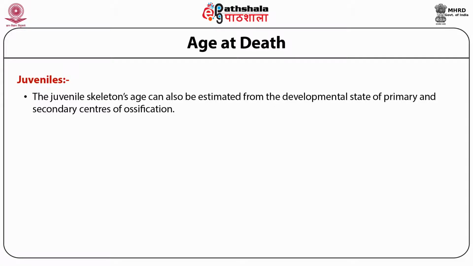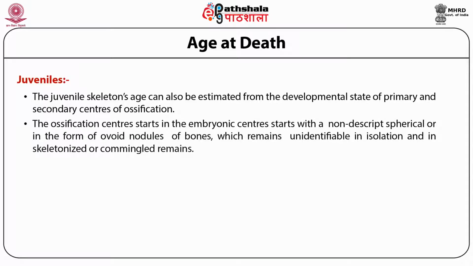The ossification in the embryonic and fetal stage initiates from the skull, vertebrae, and primary centers of long bones and their girdles. The ossification centers start in the embryonic period as nondescript spherical or ovoid nodules of bone, which remain unidentifiable in isolation and in skeletonized remains.